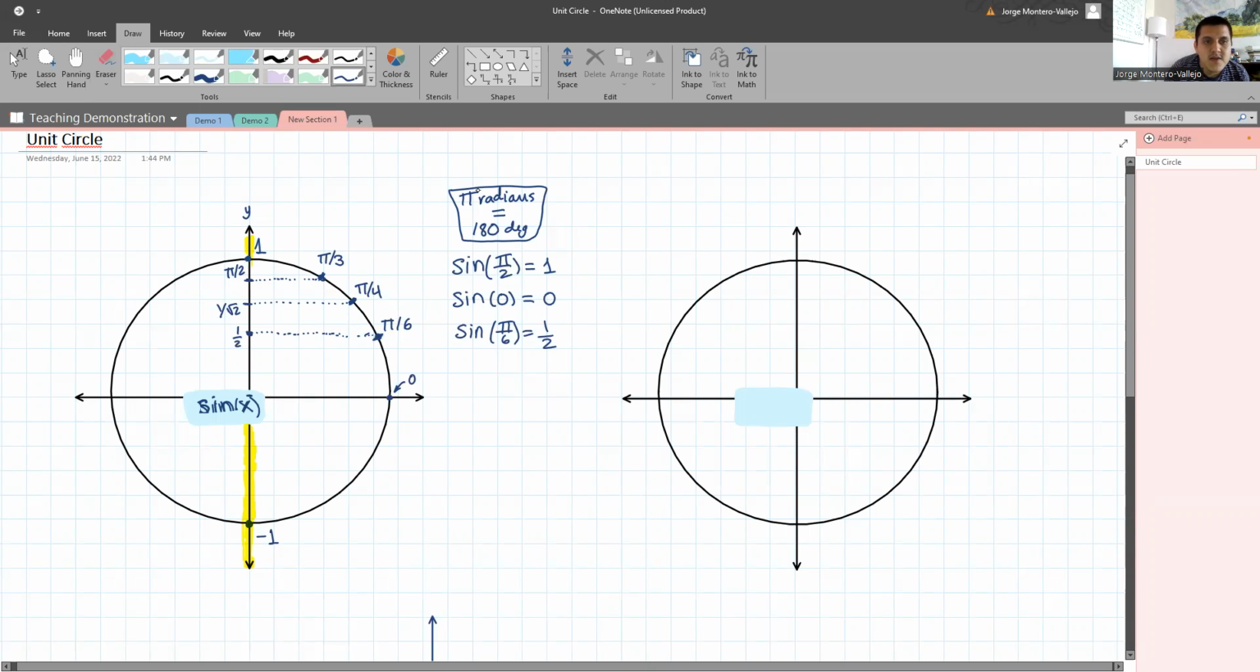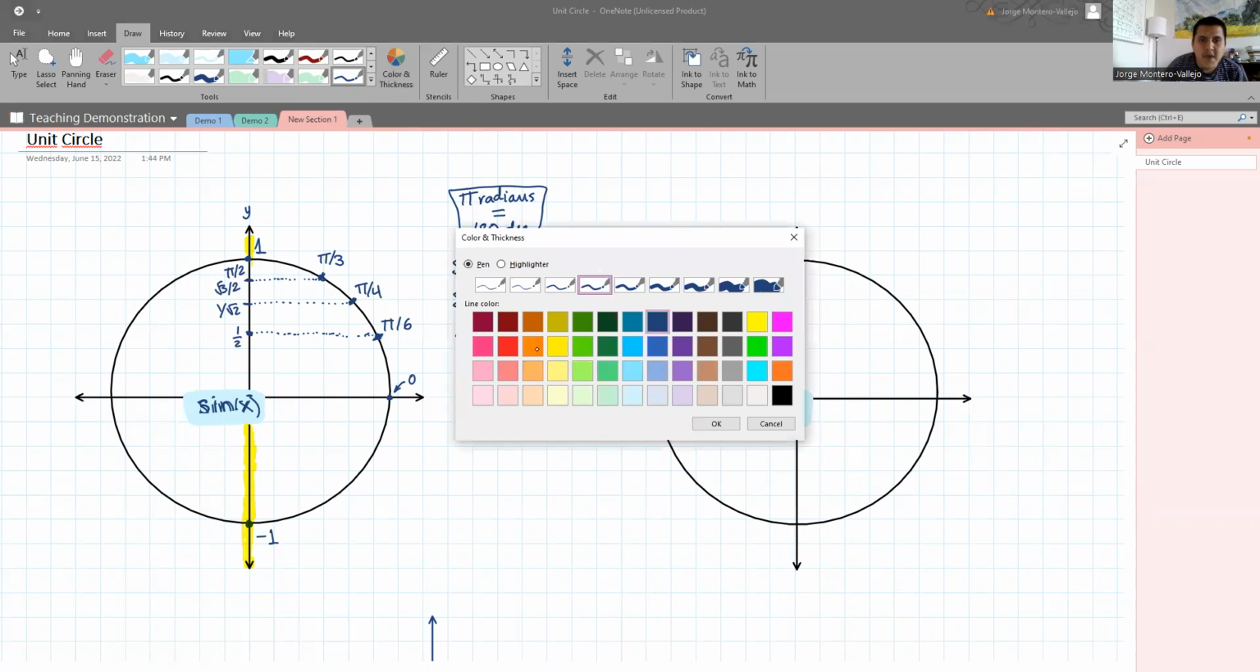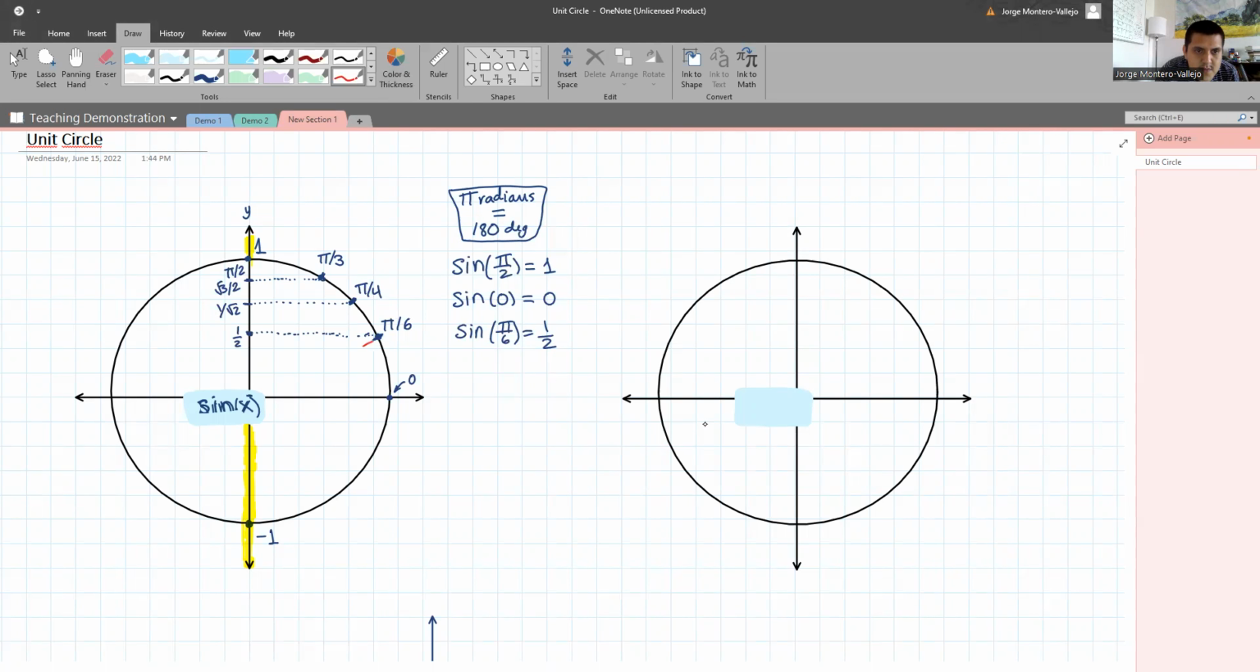Now with pi over 3, since the shadow is much farther away from 0, it's a number that is bigger than 1 over the square root of 2, so the number that goes there is the square root of 3 divided by 2, right? We need to remember those 3 numbers: 1/2, 1 over the square root of 2, and then square root of 3 divided by 2, and that they are in that order. Okay, so those are the main angles. I also wanted to connect them to the origin like this.